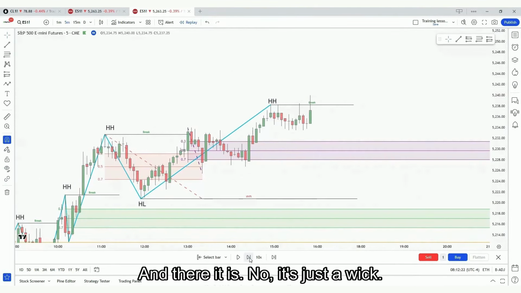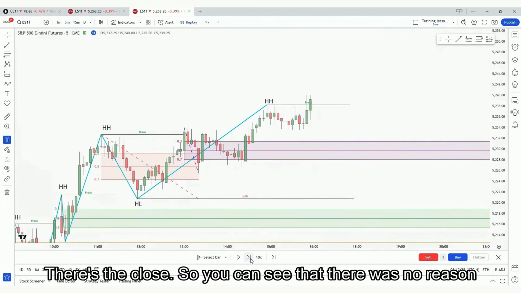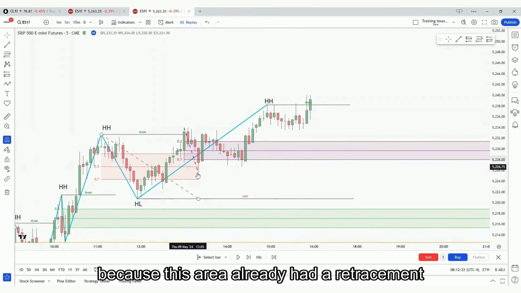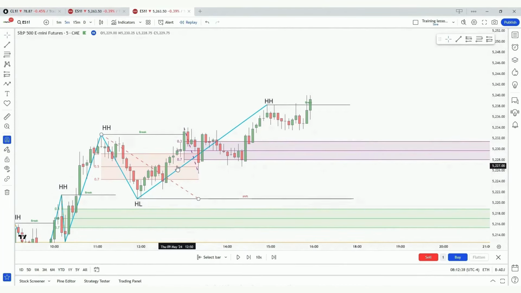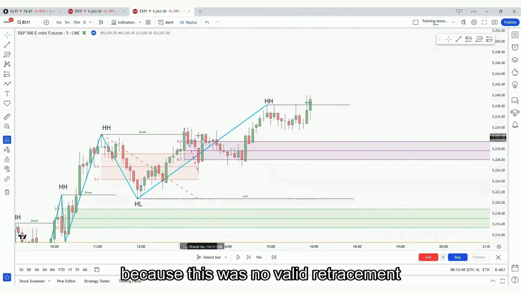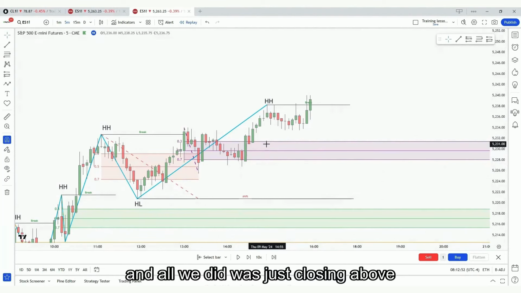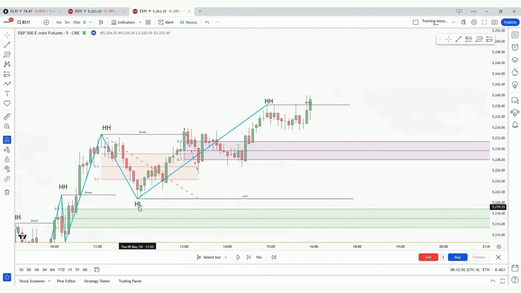And there it is. No, it's just a wick. There's the close. So you can see that there was no reason for price to come back to this area because this area already had retracement and was not magnetic anymore. We also didn't reach this area because this was no valid retracement. And all we did was just closing above and creating a new higher low.